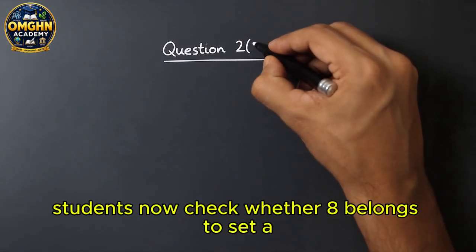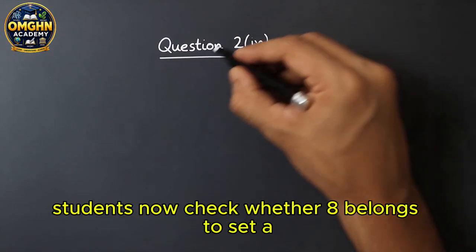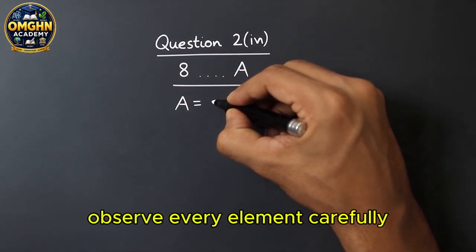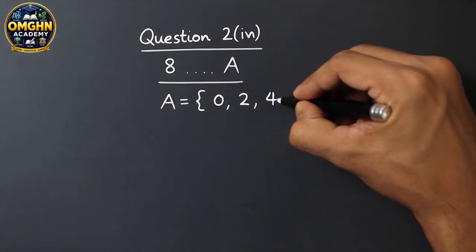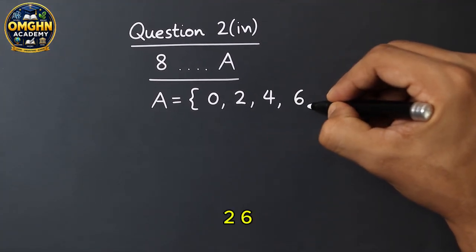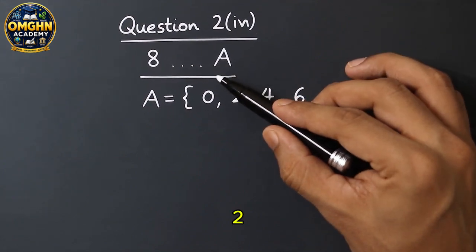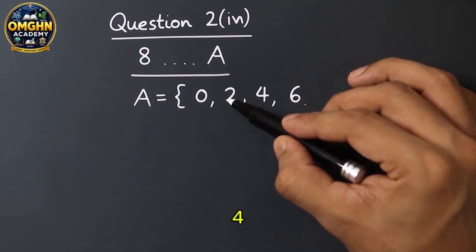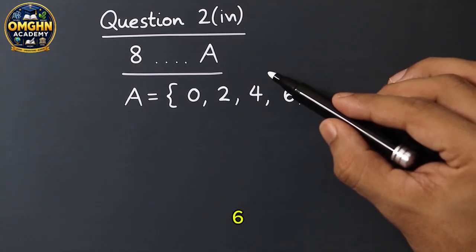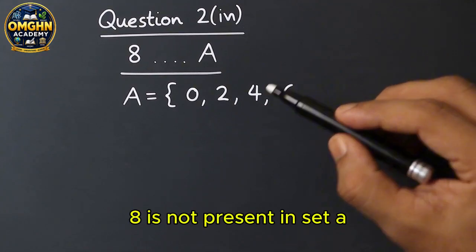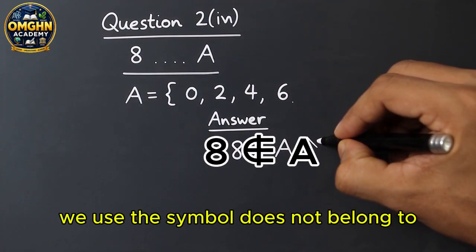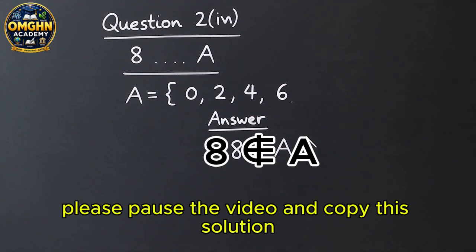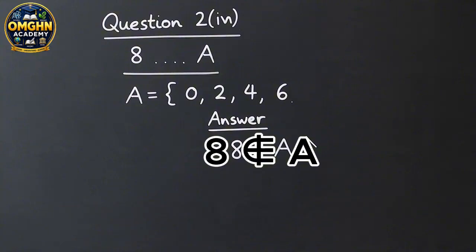Students, now check whether 8 belongs to set A. Observe every element carefully. 0, 2, 4, 6. 8 is not present in set A. We use the symbol does not belong to. Please pause the video and copy this solution.